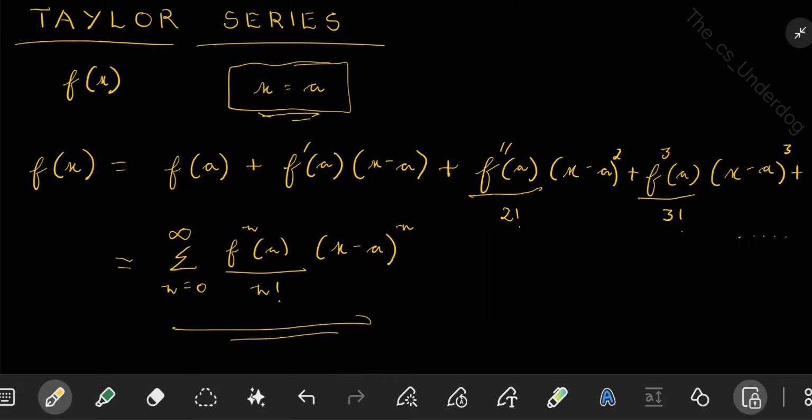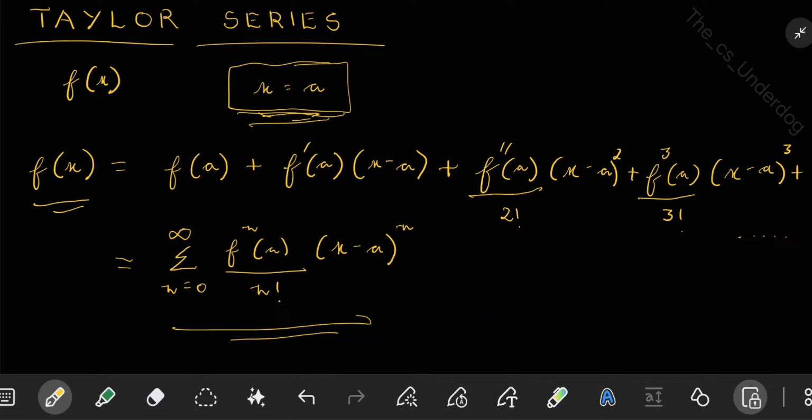Next question is, what is the speciality of this Taylor series? For any function f(x), if it is infinitely differentiable around x equal to a, then if you want to approximate the value of the function, you can use this formula: f(a) plus first derivative of f at a into (x minus a) plus second derivative by 2 factorial into (x minus a) whole square plus third derivative by 3 factorial into (x minus a) whole cube and so on. This is an infinite polynomial, keep in mind.